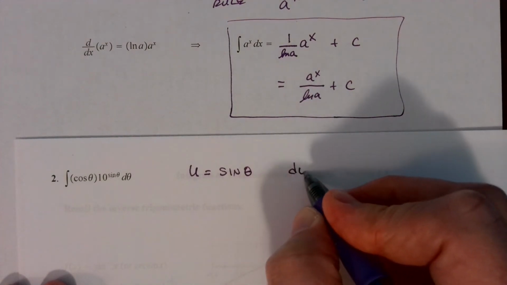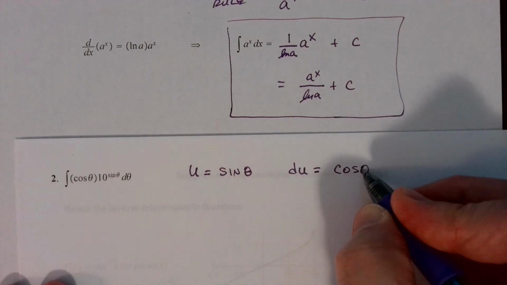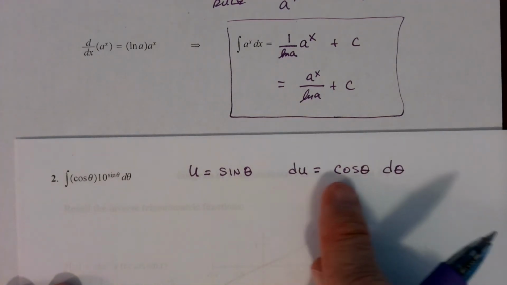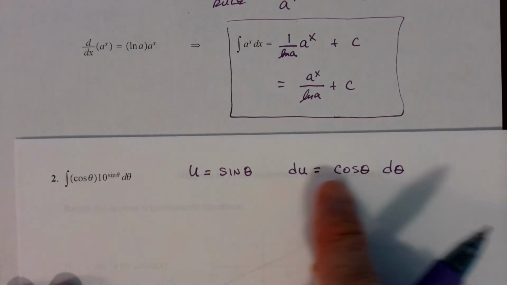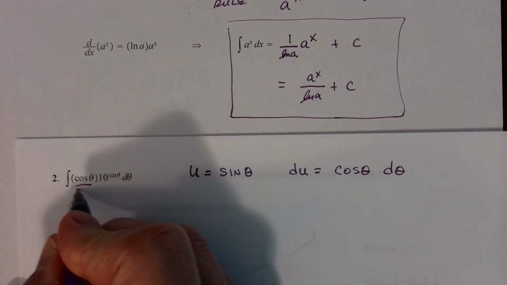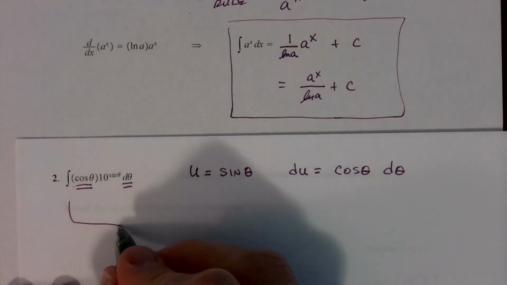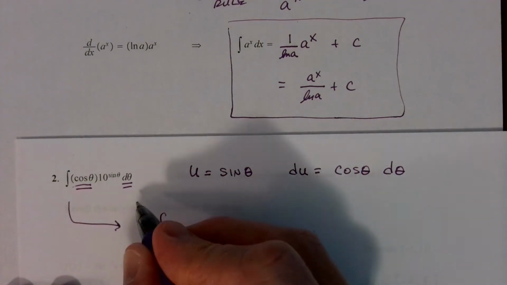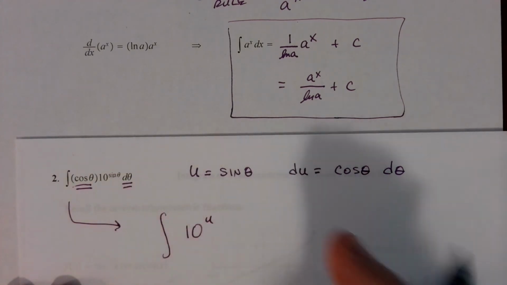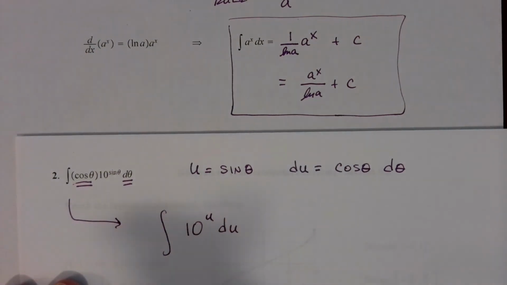What's the derivative of sine theta? Cosine theta. Du is cosine theta d theta. And there I see the cosine theta d theta. And so this integral becomes the integral of 10 to the sine theta, 10 to the u, and cosine theta d theta is just the du. Now it's in the form.